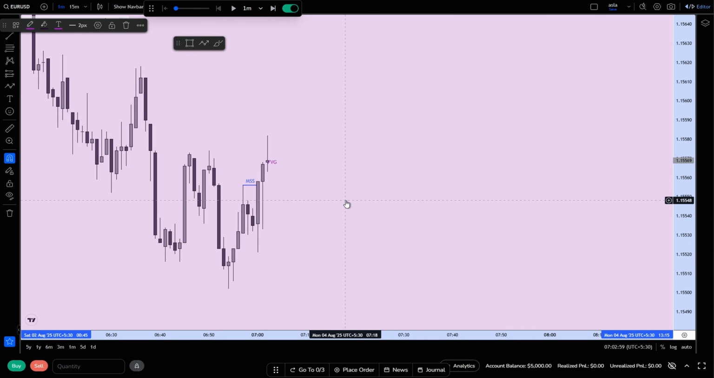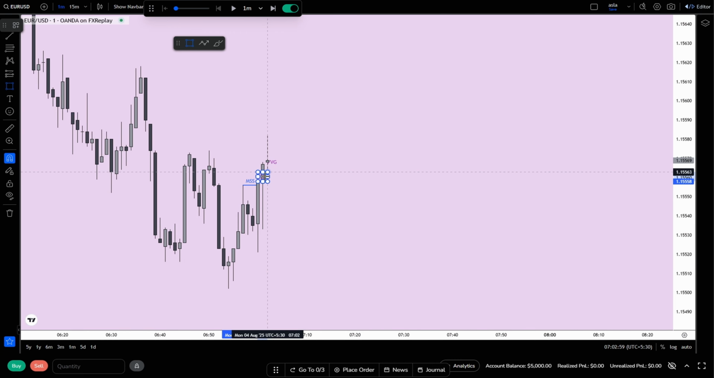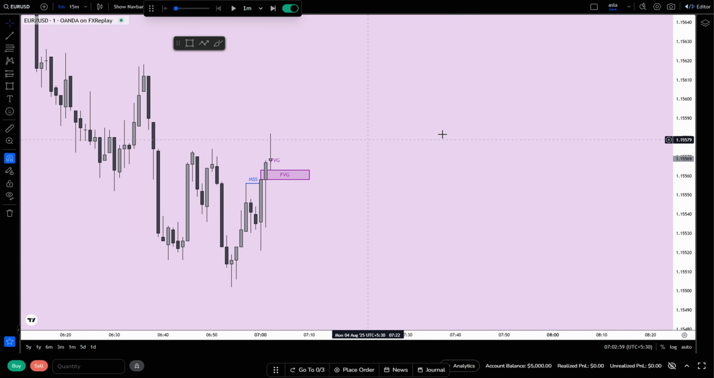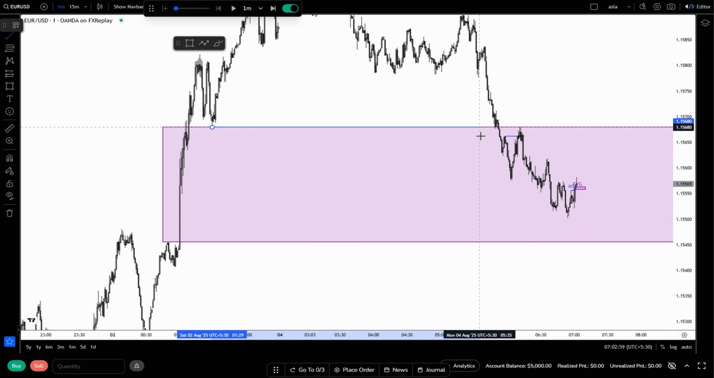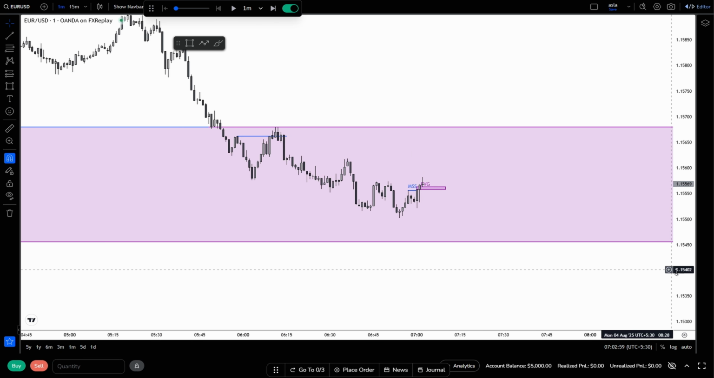So what do we look for next? Now we look for a fair value gap. On the higher time frame, you can see that price has swept this low, and at the same time, it is reacting from a PD array, specifically a higher time frame fair value gap. This adds even more confluence.